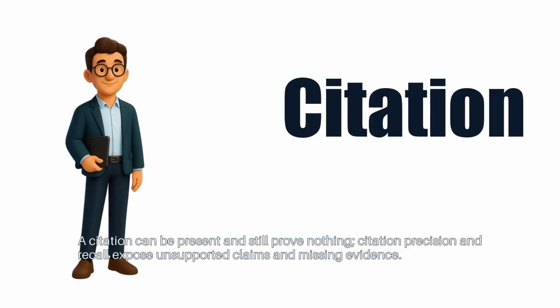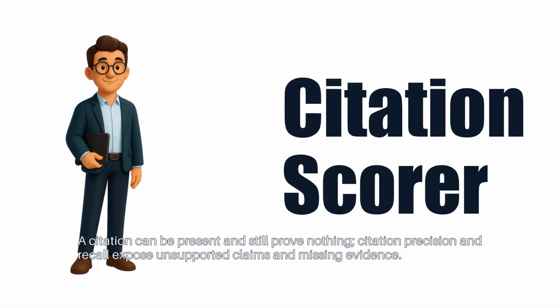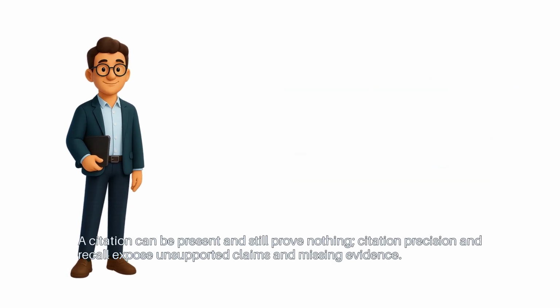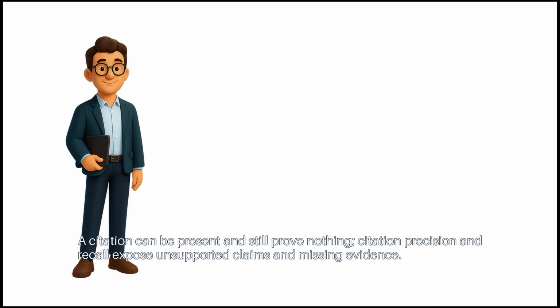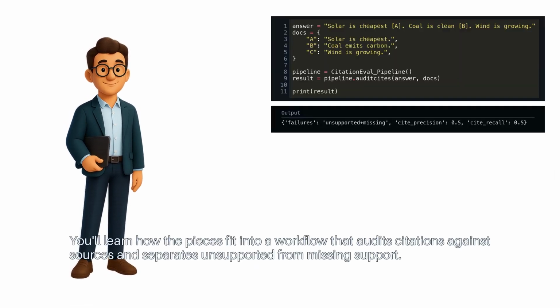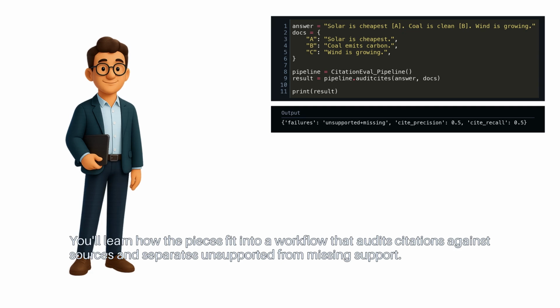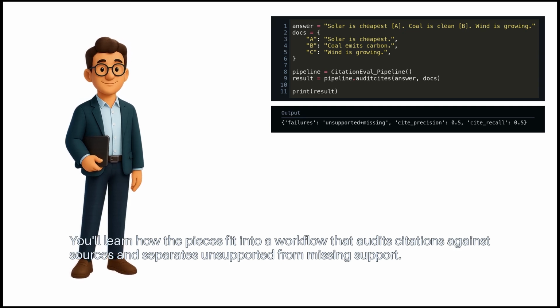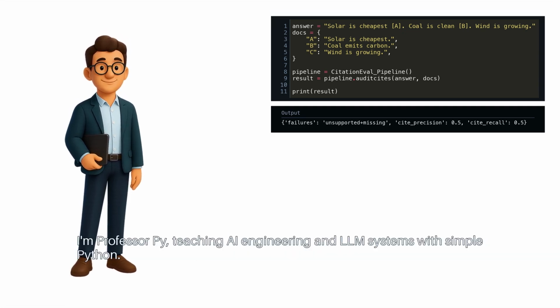A citation can be present and still prove nothing. Citation precision and recall expose unsupported claims and missing evidence. You'll learn how the pieces fit into a workflow that audits citations against sources and separates unsupported from missing support. I'm Professor Pi, teaching AI engineering and LLM systems with simple Python.